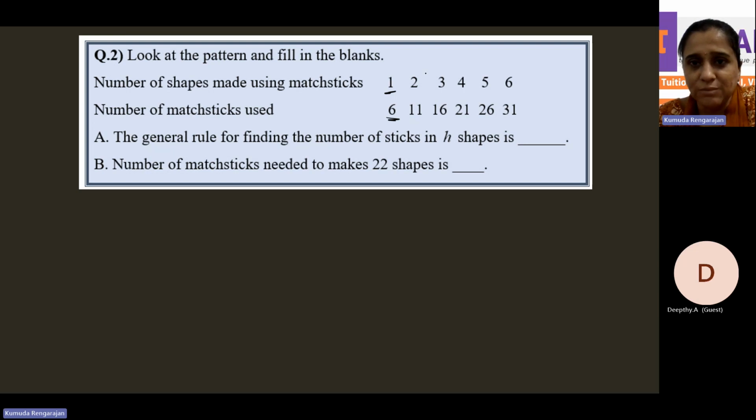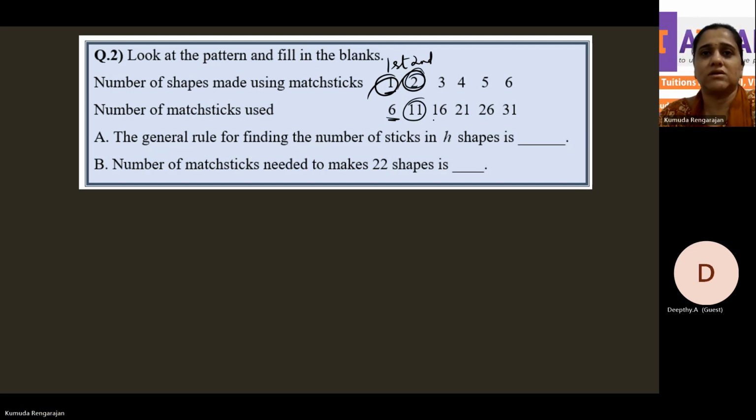See here, this is the first term, as I told you. It has only 1 shape. This is the second term which has 2 shapes. But to make the 2 shapes, 11 matchsticks are used. This is the third term which has 3 shapes. But to make the 3 shapes, only 16 matchsticks are used.